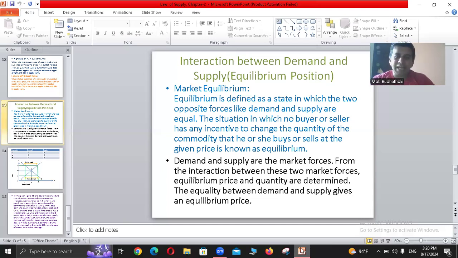Demand and supply are the market forces. From the interaction between these two market forces, equilibrium price and quantity are determined. The equality between demand and supply gives an equilibrium price.